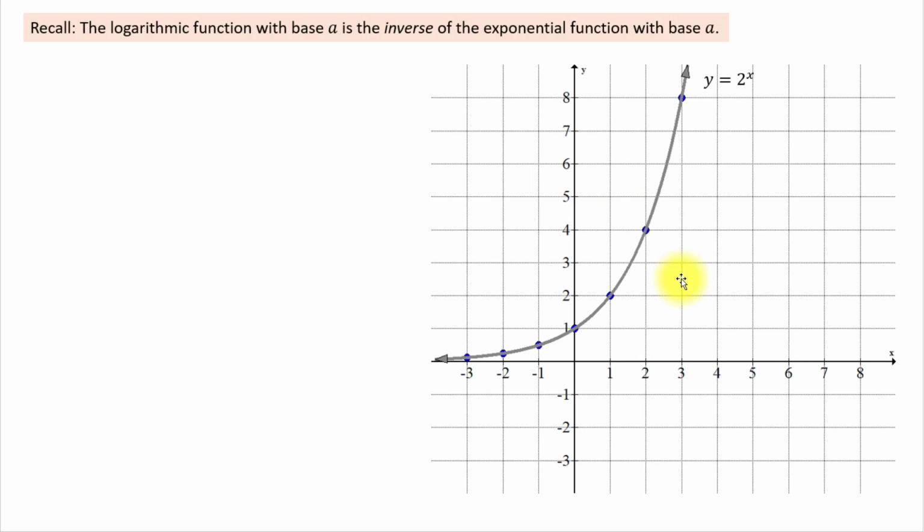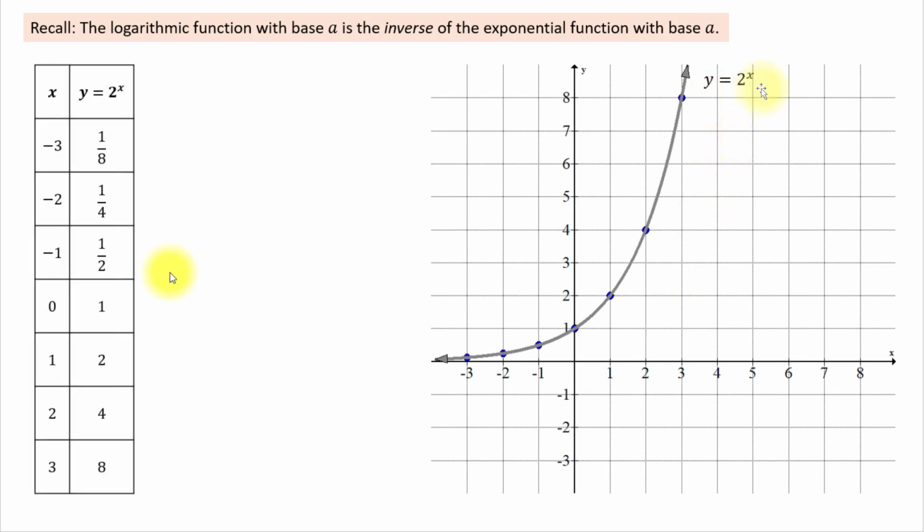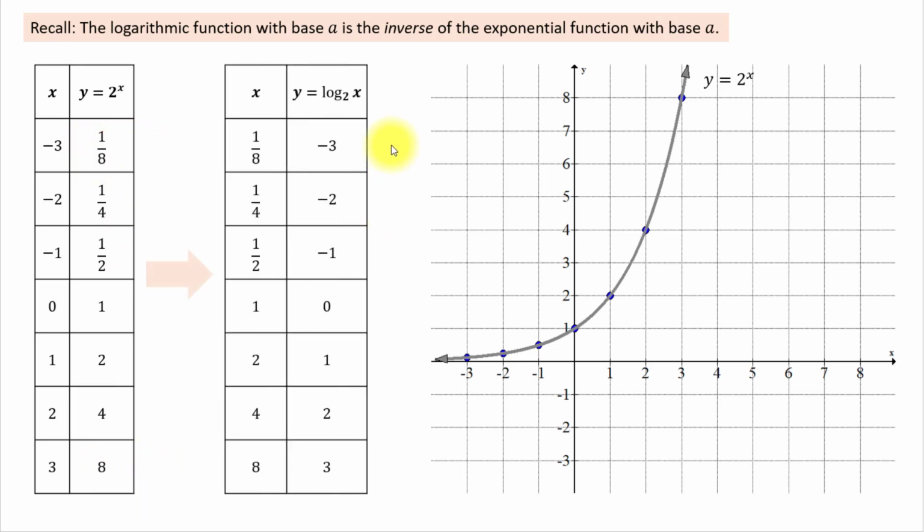For example, this is the graph of the exponential function y equals 2 to the power x. And to obtain the graph, we found and plotted the following 7 points. And if I take these ordered pairs and interchange x and y values, I'm going to obtain points that belong to the graph of the inverse function. In other words, the logarithmic function y equals logarithm of x with base 2. Let's plot these points and see how the graph is going to look like.